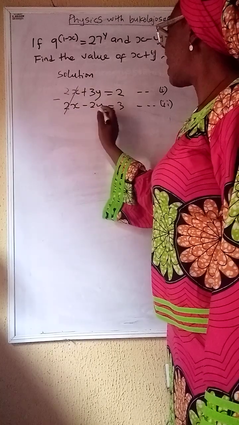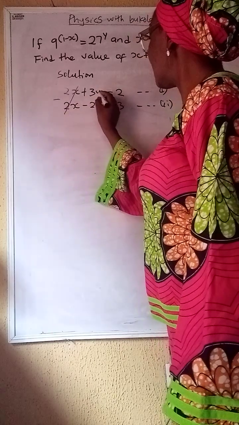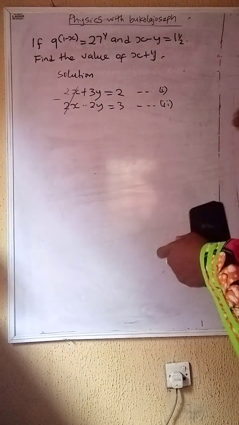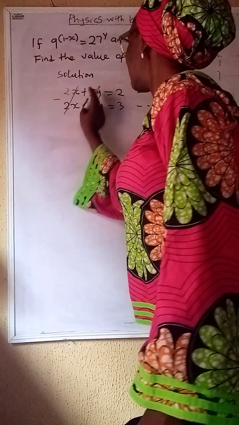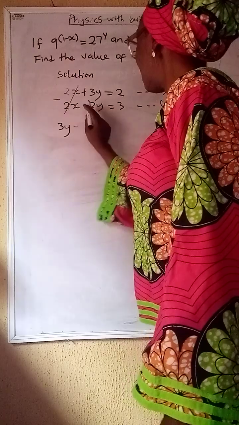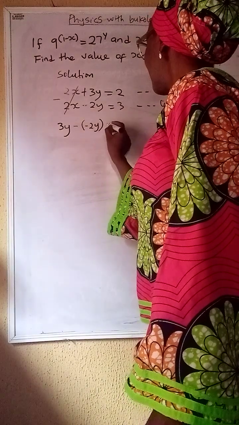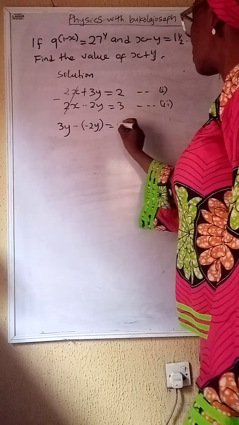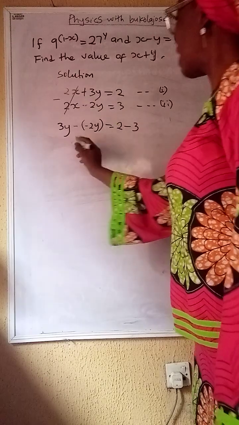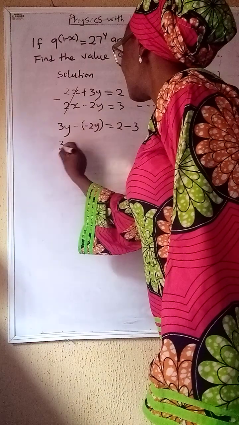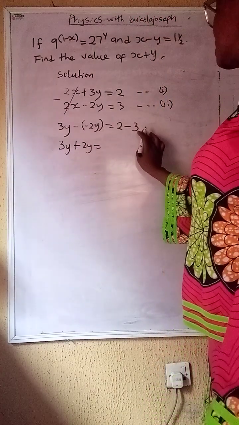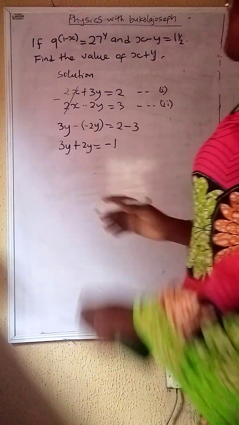And then we'll be left with 3y minus, mind you, there's a minus on this side. So we have 3y, this is 0, remember, so we have 3y minus minus 2y is equal to 2 minus 3. So we have eliminated x now. So this will become 3y plus 2y is equal to what? 2 minus 3 will give us minus 1.